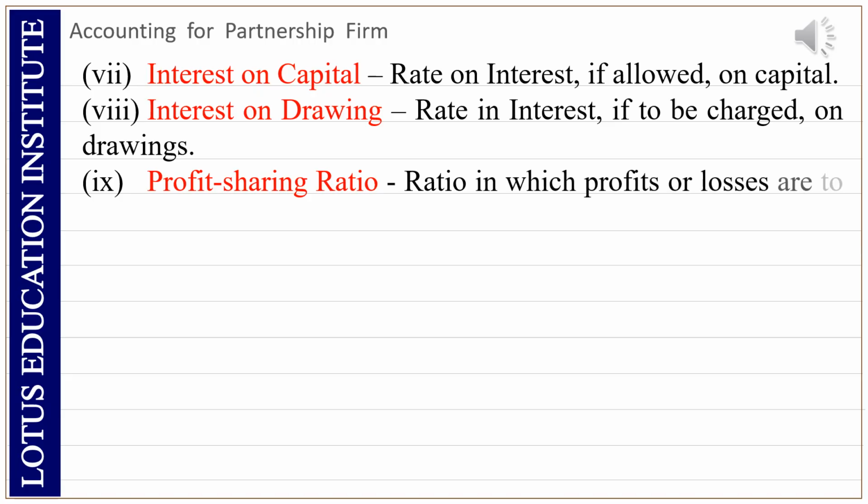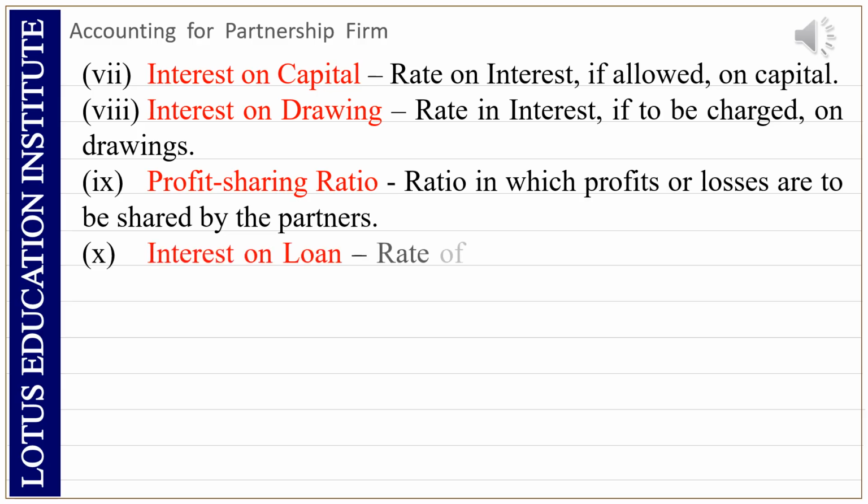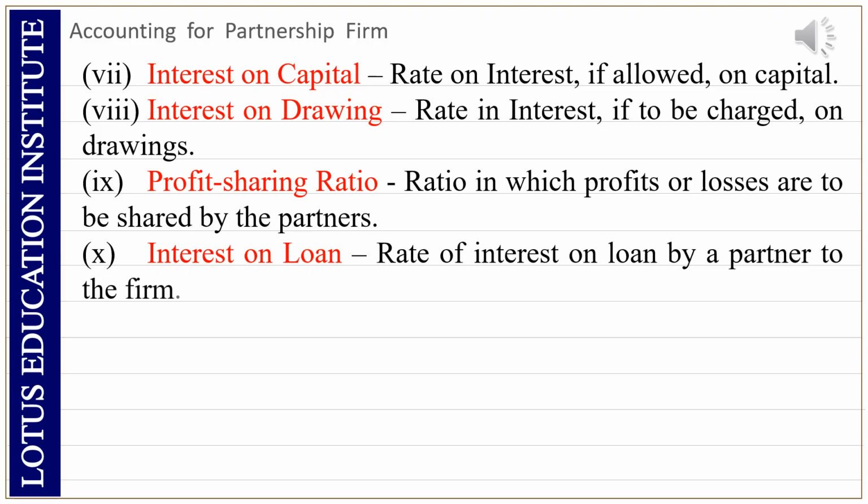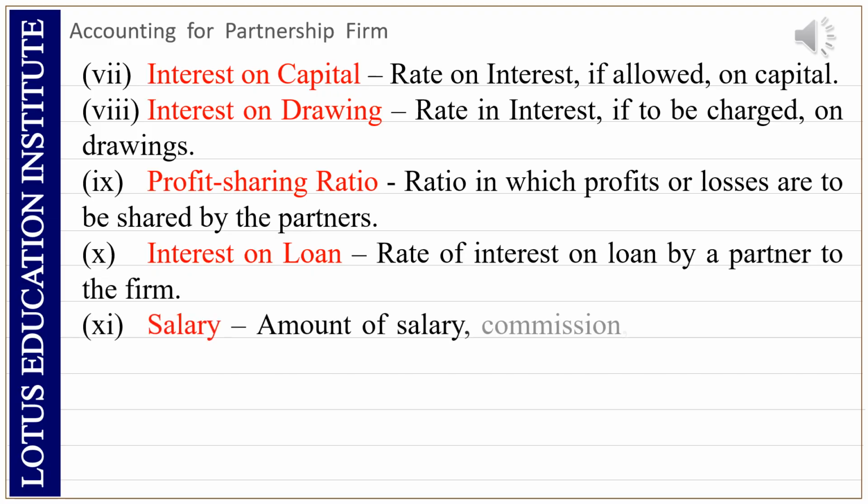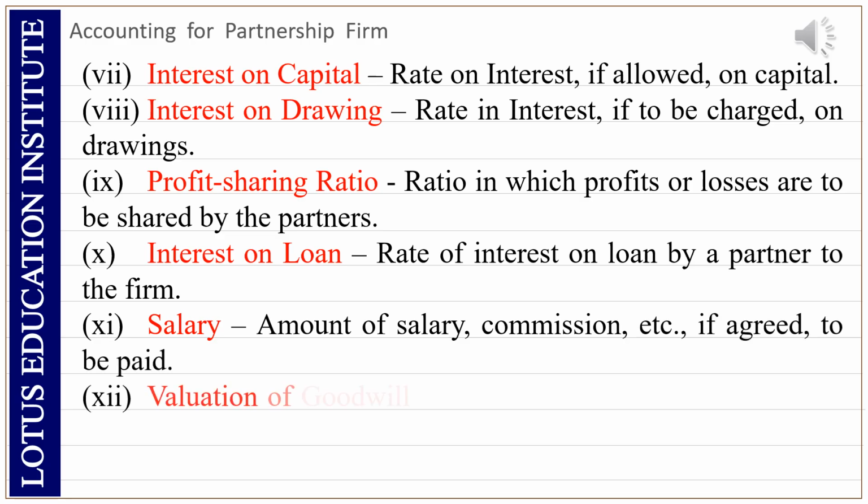10. Interest on loan: rate of interest on loan by a partner to the firm. 11. Salary: amount of salary, commission, etc., if agreed to be paid. 12. Valuation of goodwill: method by which goodwill of the firm will be valued at the time of admission or retirement of a partner or at the time of death of a partner.